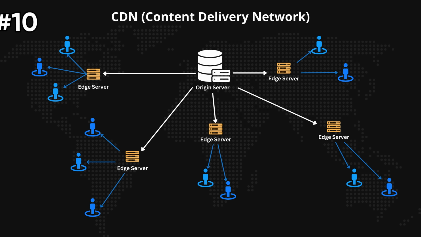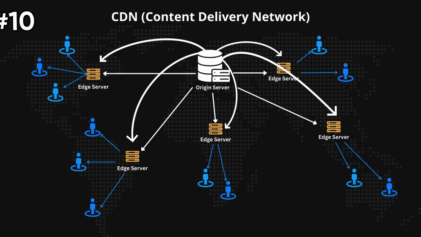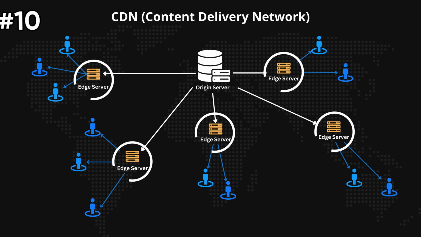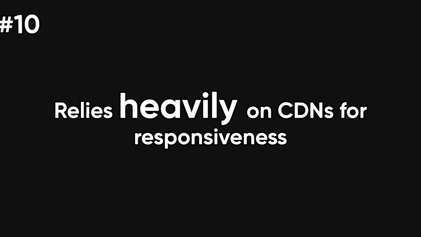And finally, distributed storage and CDNs. Basically, instead of serving large files from your single server, which is slow and expensive by the way, CDNs distribute copies of your images, videos, and static assets across global data centers. Users automatically get files from the nearest edge location, drastically improving speed and reducing strain on your backend. Modern web performance relies heavily on CDNs for responsiveness.